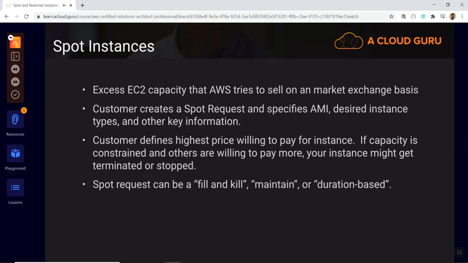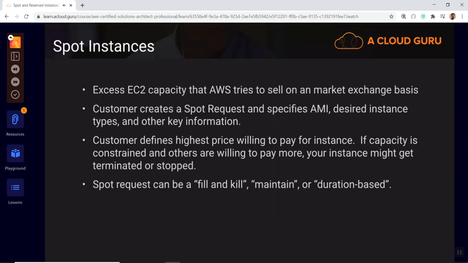And spot requests can be one-time only, maintain, or duration based. One-time only I call fill and kill. So it spins up a spot instance if your price is higher than the going rate, and it will get rid of that request. Maintain, on the other hand, will reprovision a spot instance if by chance the price rises too high and it gets terminated, and then the price goes back down below your maximum bid. Maintain will recreate another spot instance. Same thing goes if you go out and manually terminate it. A maintain spot request will make a new spot instance pop right back up.